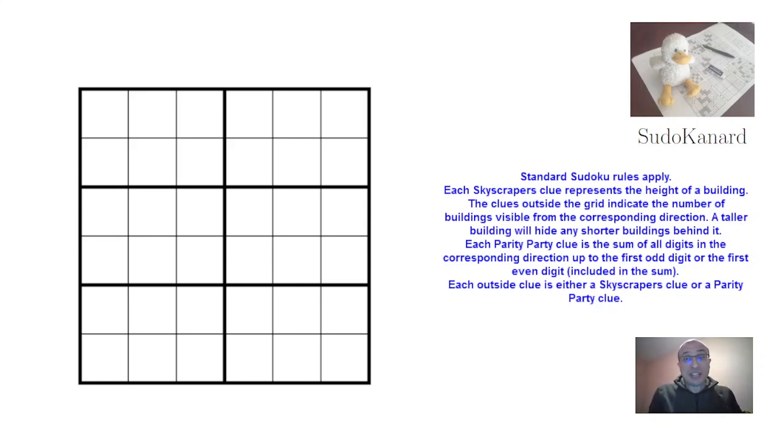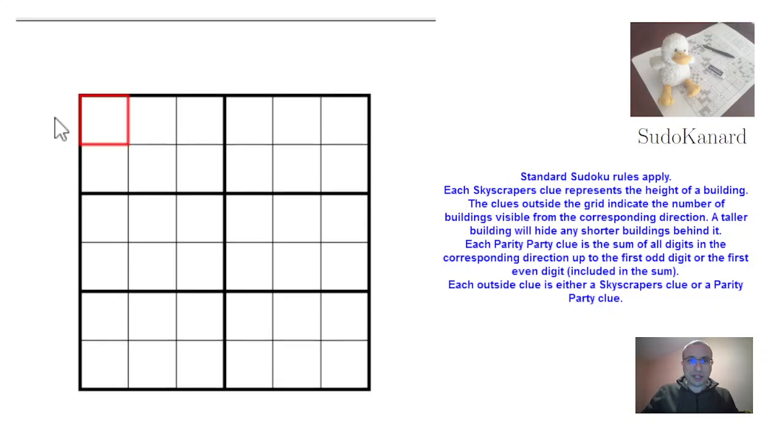Alright, so the set of rules I've chosen for this puzzle is on the weird side, I guess. It's an ambiguity puzzle, which means that I'm about to put clues outside the grid, and those clues will either be Skyscrapers clues or Parity Party clues. And I have to explain what this all means before starting to create the puzzle.